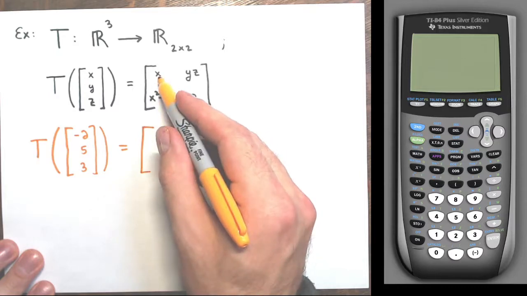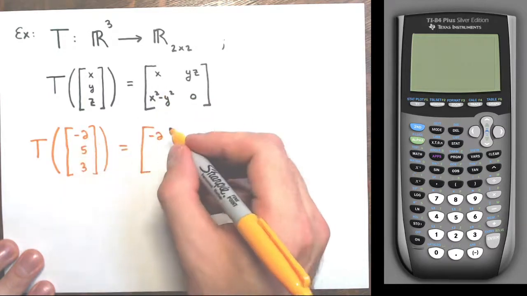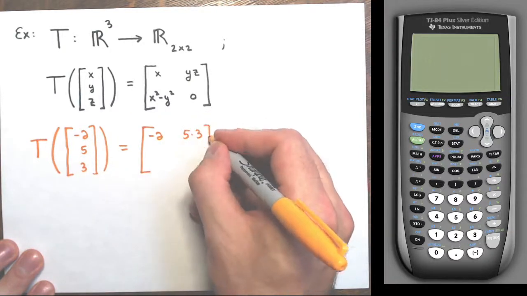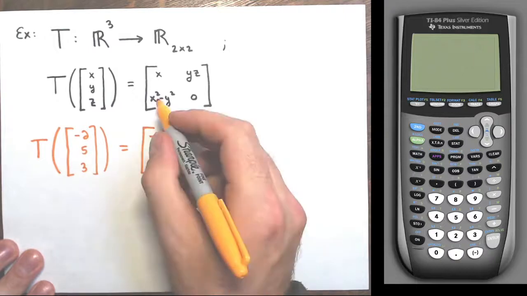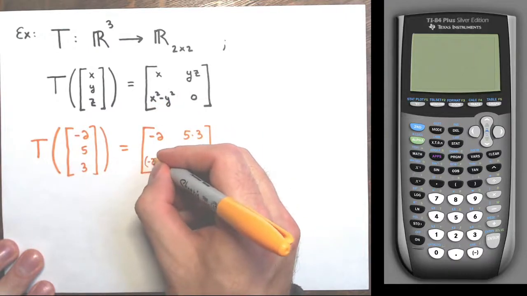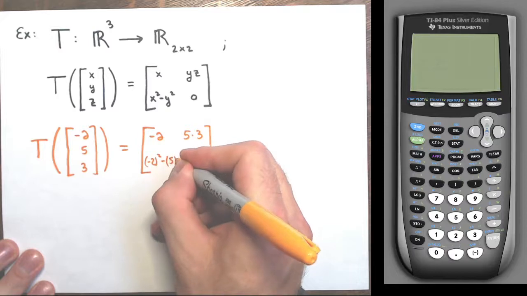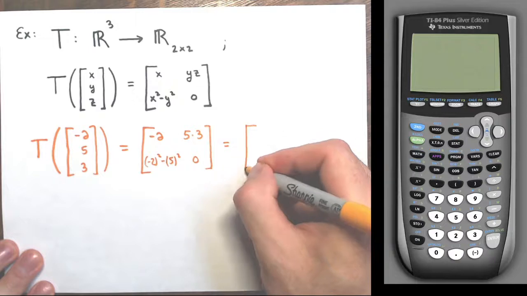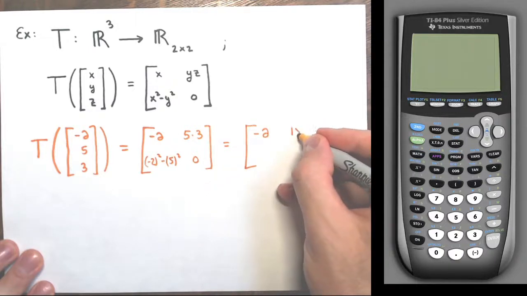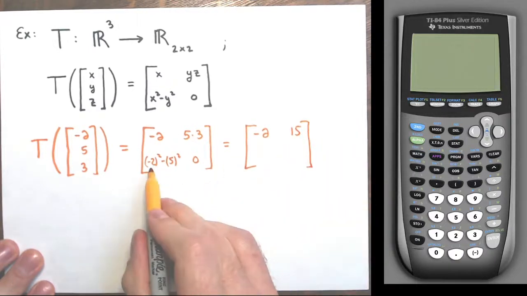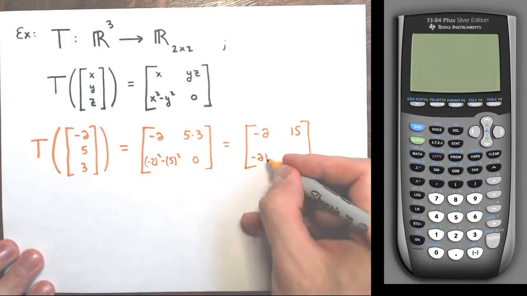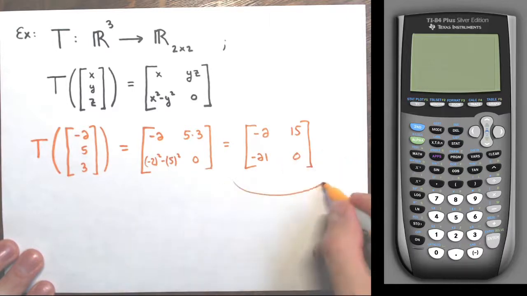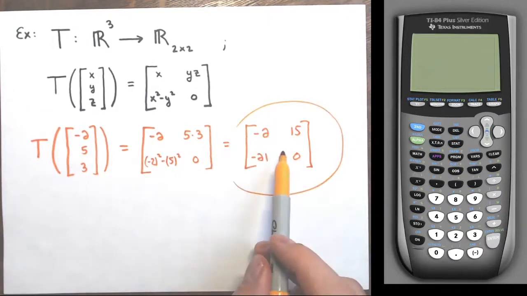So that first row, first column is x. X is -2. Then y times z, so 5 times 3 for that first row, second column. Second row, first column, x squared, so -2 squared minus y squared, and then always 0 for that second row, second column. And then I simplify this stuff. So -2, then 5 times 3, 15. That's 4 minus 25, that'd be -21. And then 0. And there you go. There's the output.